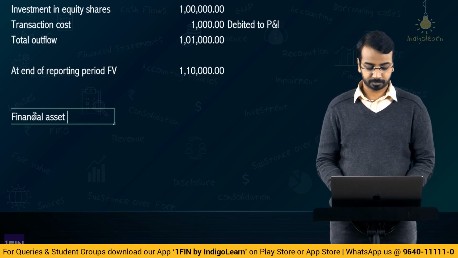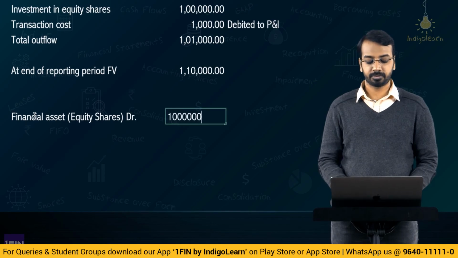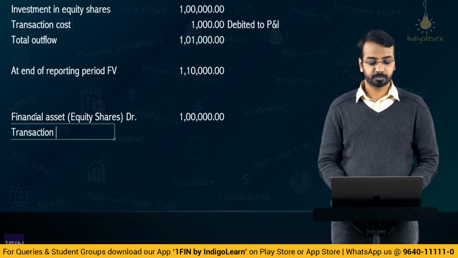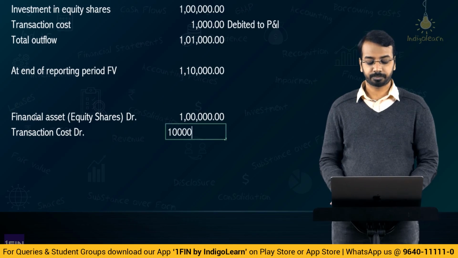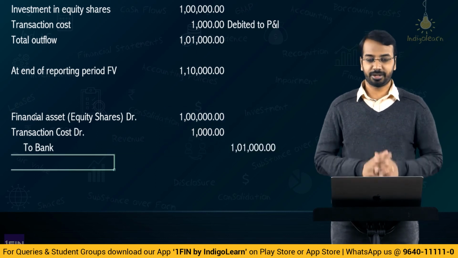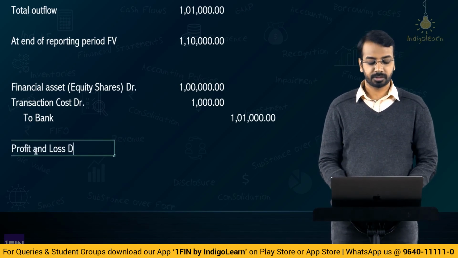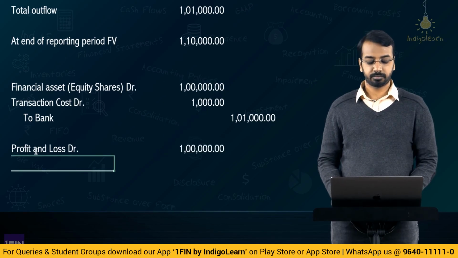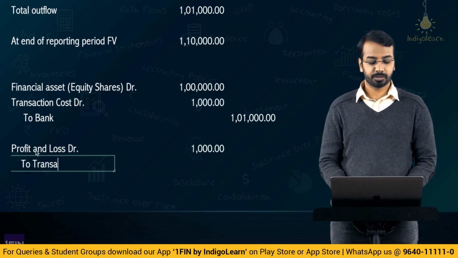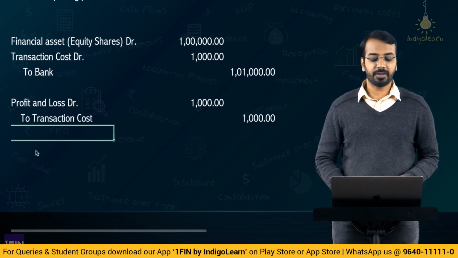Financial asset, equity shares, debit by 1 lakh, then transaction cost, debit 1000, to bank 1 lakh 10,000, right? So that is the first entry you pass. Now what will we do with this transaction cost? Transaction cost will be debited to P&L. So profit and loss, debit 1000, to transaction cost 1000, right? Now at the year end, the fair value is 1 lakh 10,000.